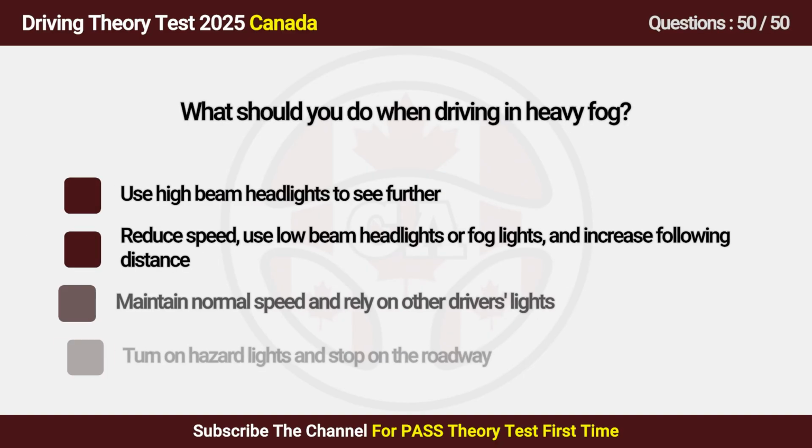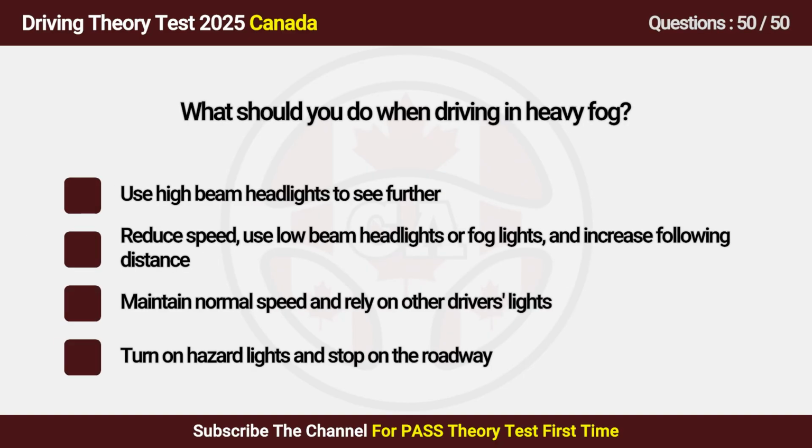Question 50. What should you do when driving in heavy fog? A. Use high-beam headlights to see further. B. Reduce speed, use low-beam headlights or fog lights and increase following distance. C. Maintain normal speed and rely on other drivers' lights. D. Turn on hazard lights and stop on the roadway.